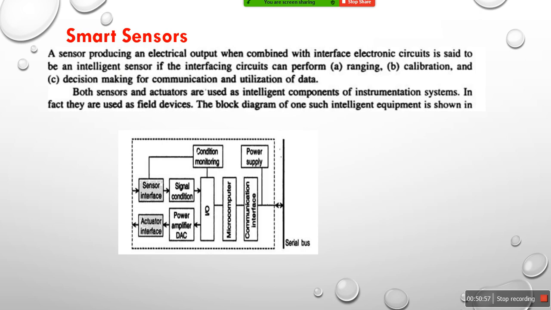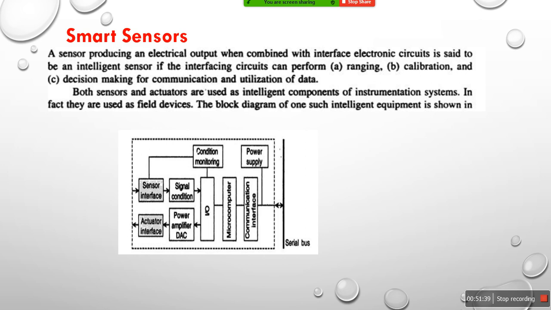Okay, now coming to the smart sensors. What do you mean by smart sensors? Nowadays you call various things smart systems, in IoT applications, smart cars, everything. So what are the different types of smart sensors you are using? A sensor producing an electrical output, when combined with interface electronic circuits, is said to be an intelligent sensor. In general, you call it a smart sensor or smart device when it takes the decision by itself. So these are also called intelligent sensors.